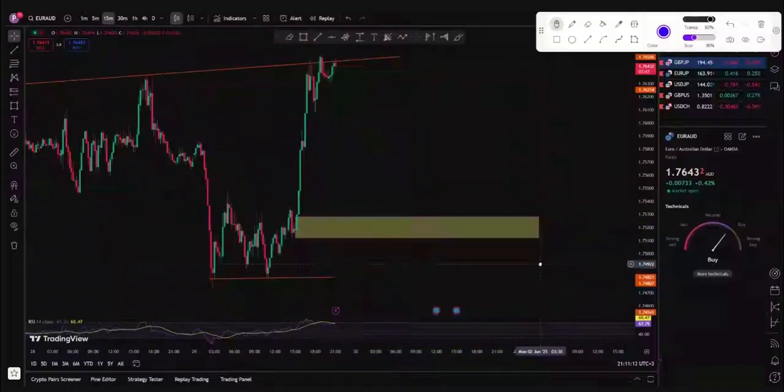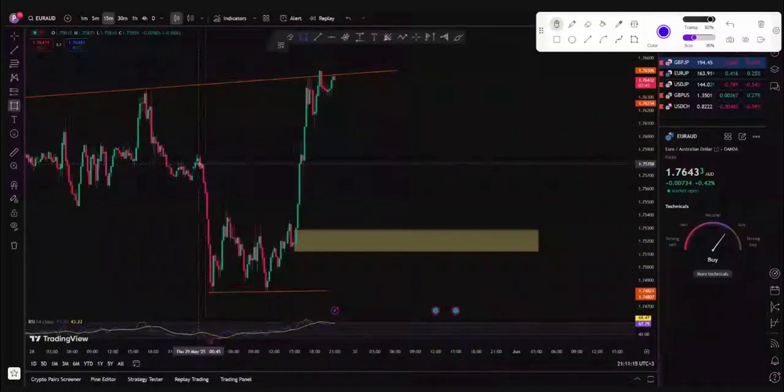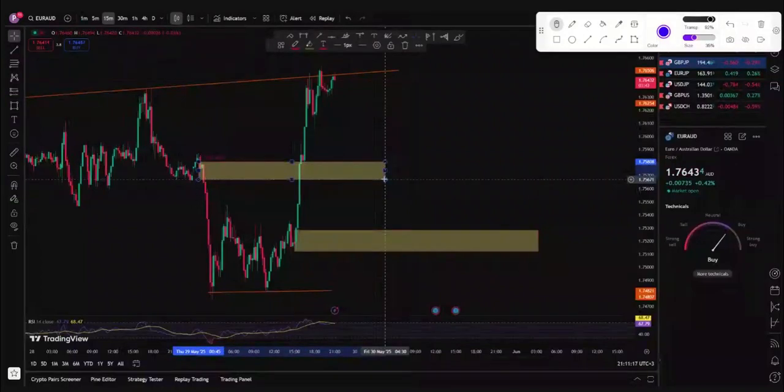Then they say that's a demand zone. If it's up here, they look for a place, and say that's a supply zone. So if you are doing it like that, most probably you are doing it the wrong way.